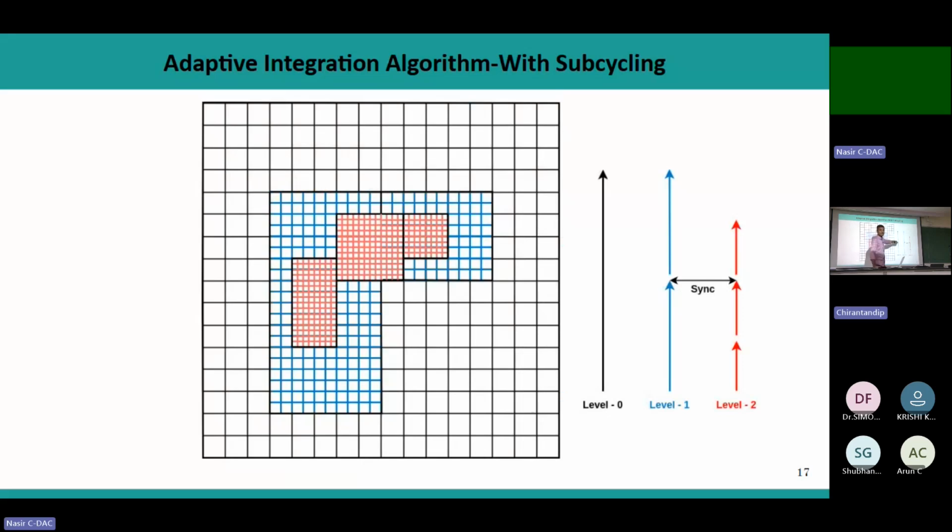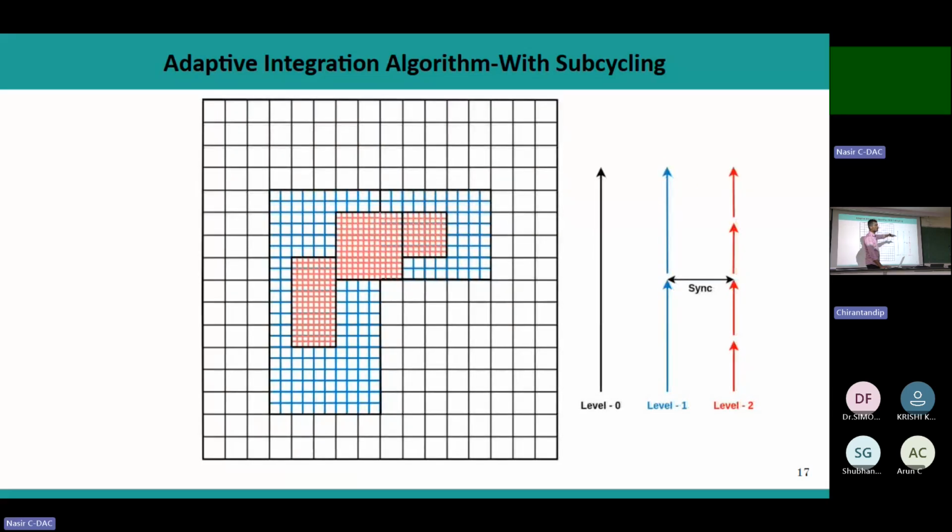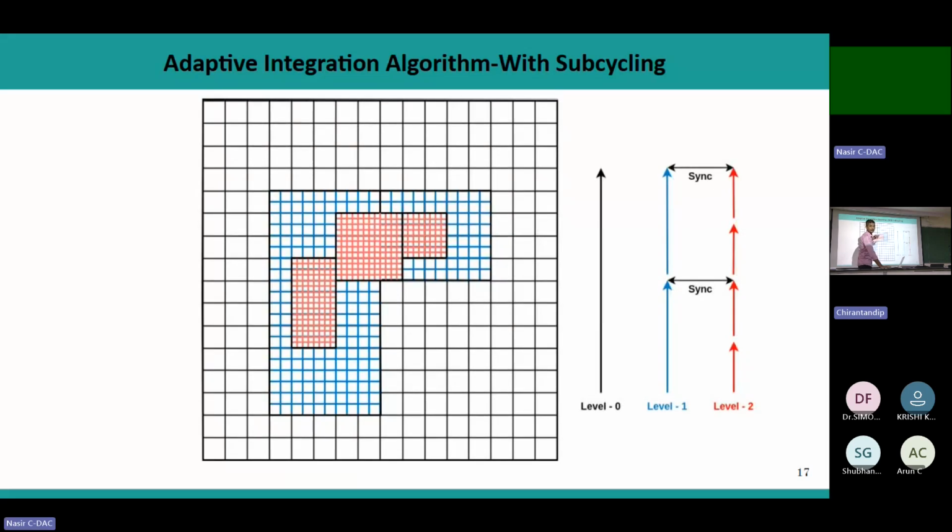Then for the second level, and then cycle. Once we reach the delta t, then we can again synchronize for 1 to 2. And then again we need to synchronize for 0 to 1. Okay, so the order of the synchronization matters.